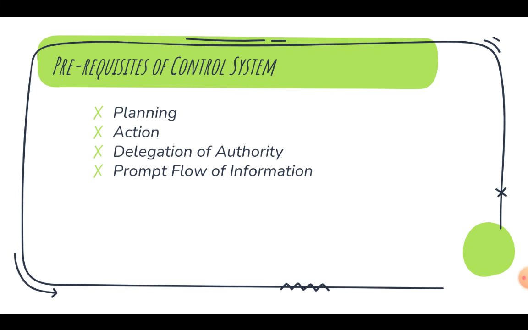So the fourth prerequisite we have is prompt flow of information. Prompt flow of information means quick flow of information, fast feedback, fast movement of anything that you have to convey. So there should be a proper feedback of information for exercising control. Feedback is when there's an error here and we tell the superiors immediately. Not just the superiors telling the employees, but the employees telling the superiors what the problem is. That is referred to as feedback, and also as flow of information.